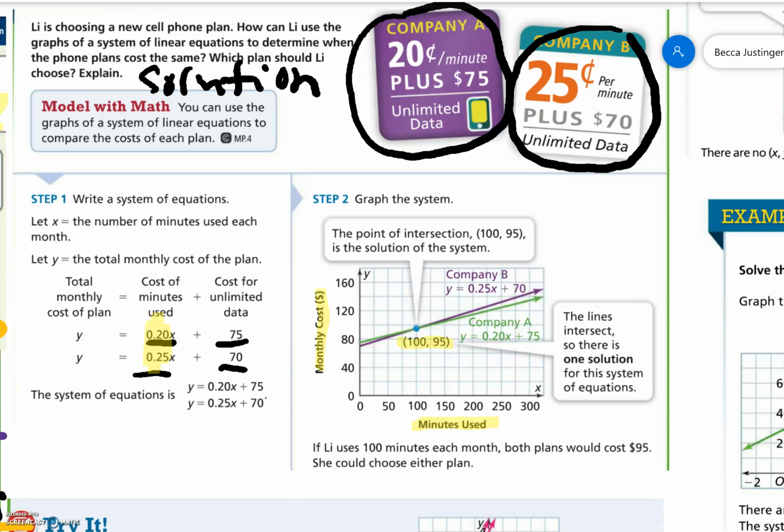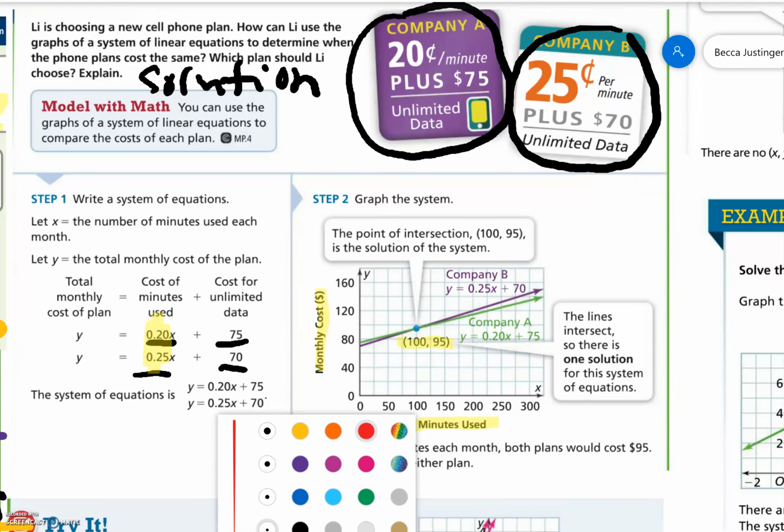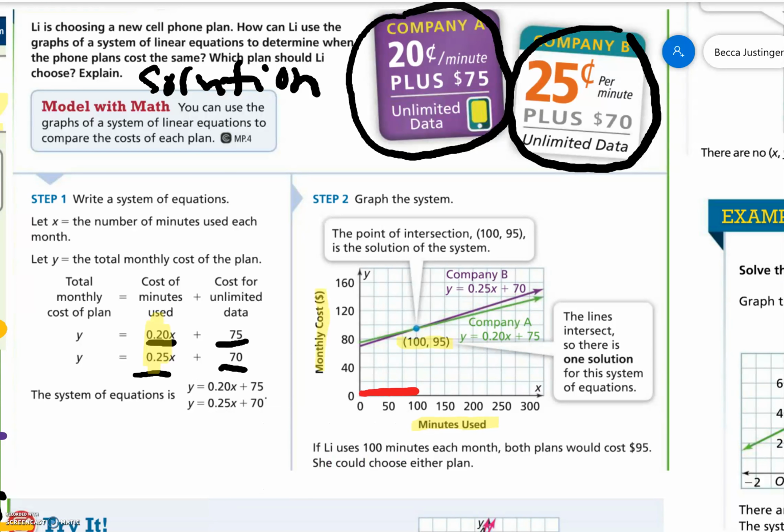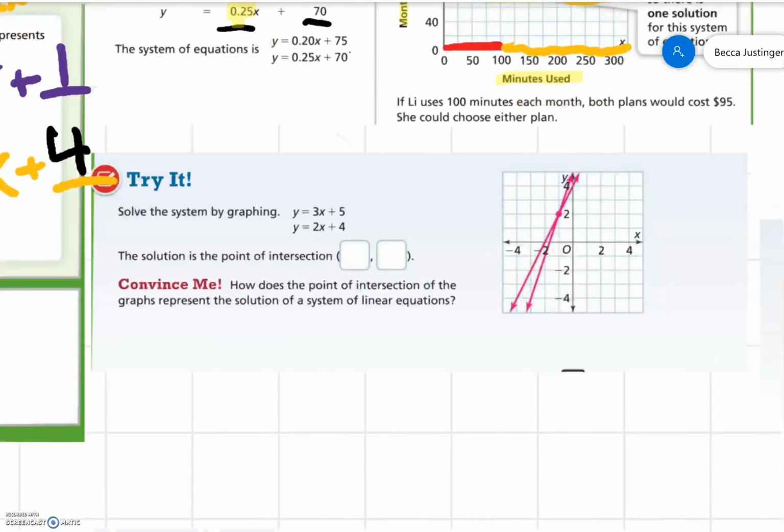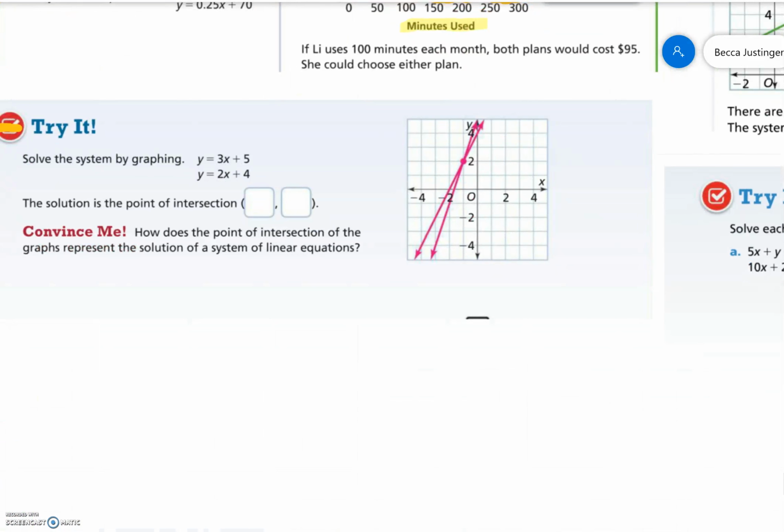If she's spending less than 100 minutes, so somewhere in the red, she should go with company B because it'll be cheaper. If she's spending more than 100 minutes, she should go with company A because it is cheaper then. It all depends on where the line is on the graph. Let's try it. Solve the system by graphing.